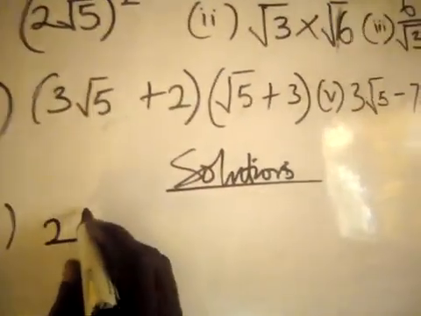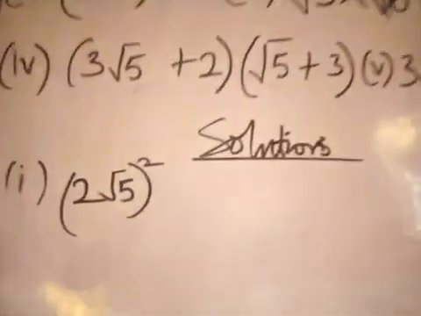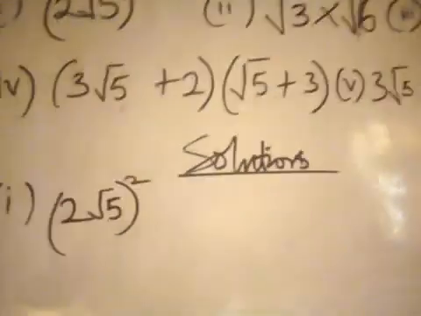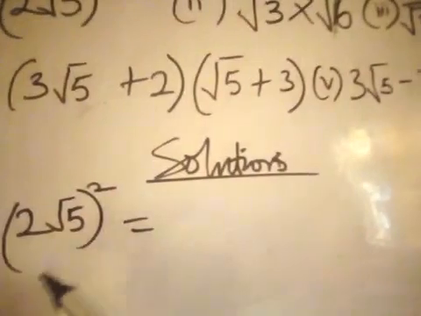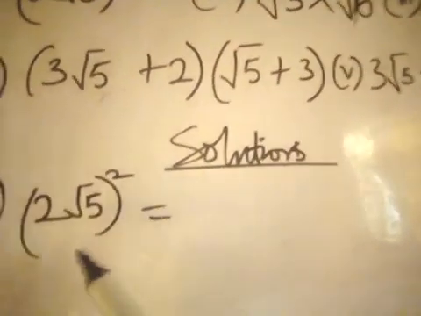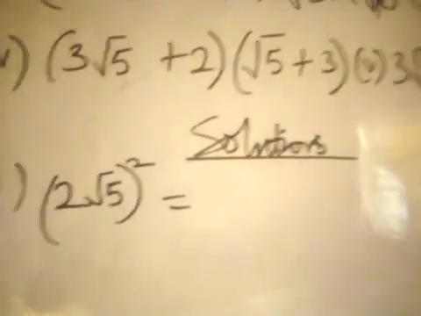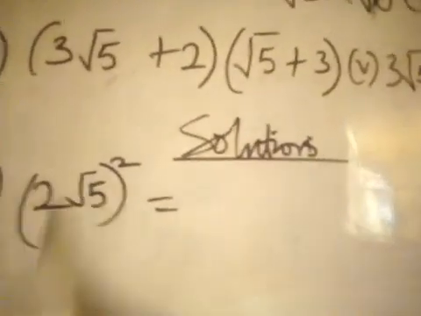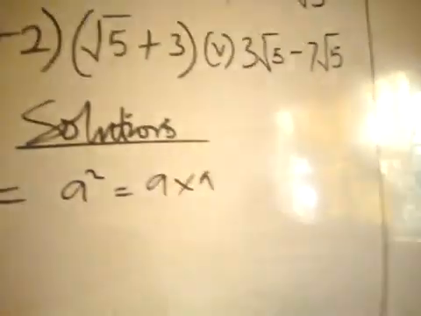So we have 2 root 5 all squared, in brackets. Okay, so what do we do? This means the thing in the bracket appears twice. So that means this times this, just like when you say a squared, it means a times a, two times.